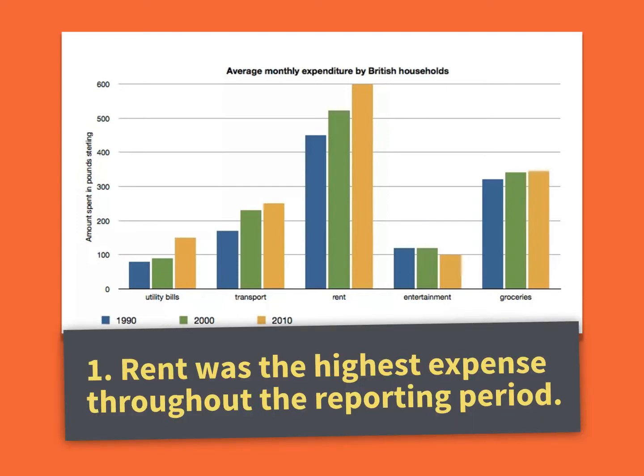The first one is that rent was the highest expense throughout the period. As we can see that the rent was the highest blue bar, we can see that rent was also the highest green bar, and rent was the highest yellow bar. So in all 3 years, rent was the highest.